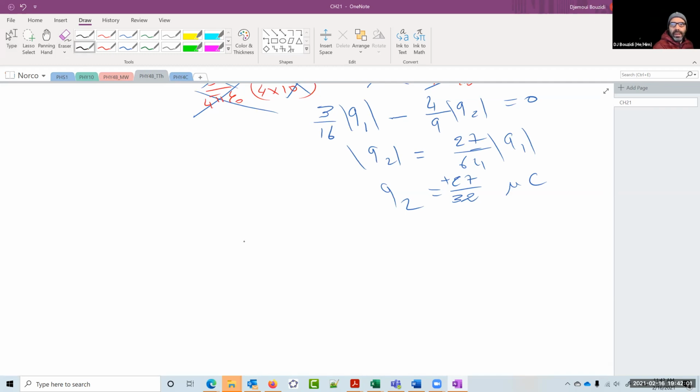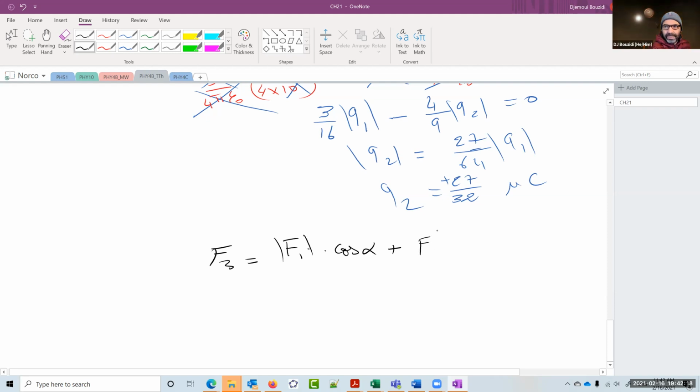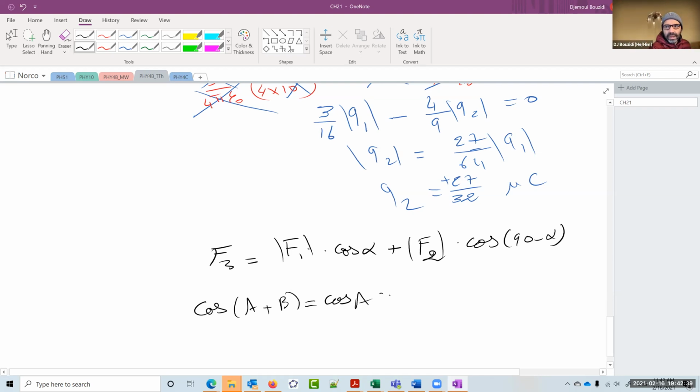F3 in magnitude should be just basically equal to, again, F1 in magnitude. So this is just the magnitude of F1 times the cosine of alpha plus F2 in magnitude times the cosine of 90 degrees minus alpha. If I do the same trig identity, I have cos of 90 degrees is equal to 0. Do you guys remember your trig identities? Cos of A plus B is equal to cos A cos B, and in exam time, I'll give you these formulas, minus sine A sine B, and this is equal to 0 because A is 90 degrees again.